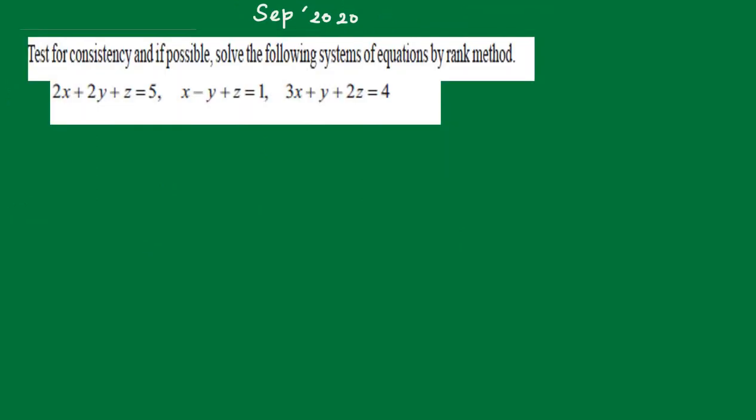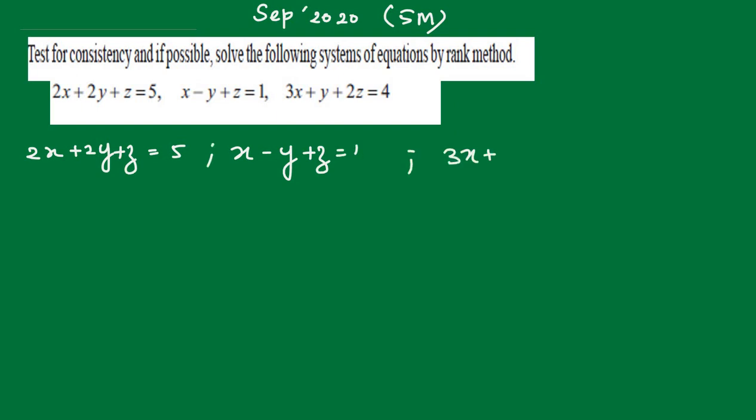The next question, September 2020, 5-mark question. Test for consistency the following system of equations by rank method. So 3 equations are given. We write the given equations: 2x + 2y + z = 5. The next equation: x - y + z = 1. And the third equation: 3x + y + 2z = 4.